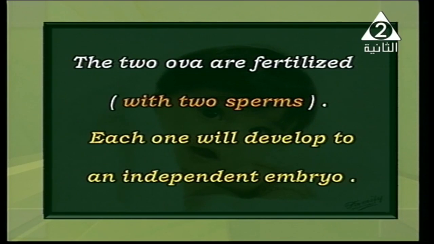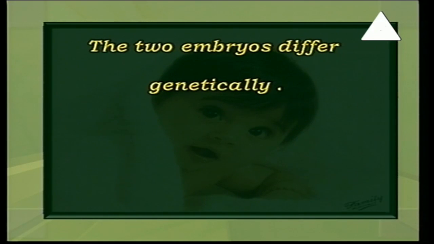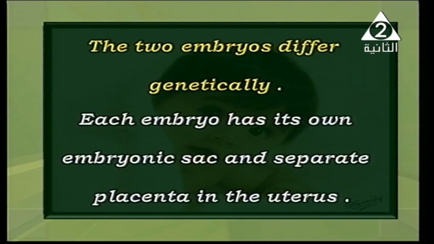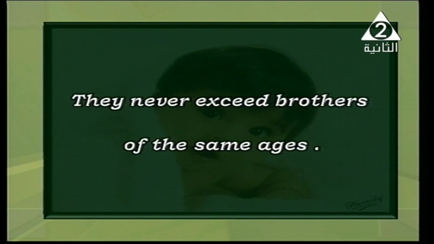Each one will develop into an independent embryo. We have two different embryos. The two embryos differ genetically. There are no similarities between them because they are formed by two different ova. Each embryo has its own embryonic sac and its own placenta, and its own feeding from the mother. They are like brothers of the same age.